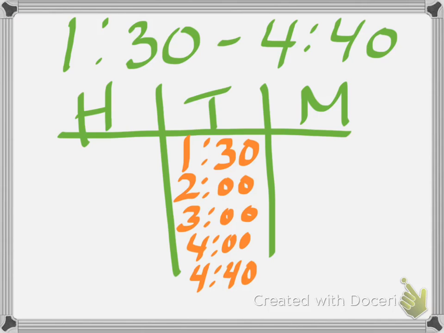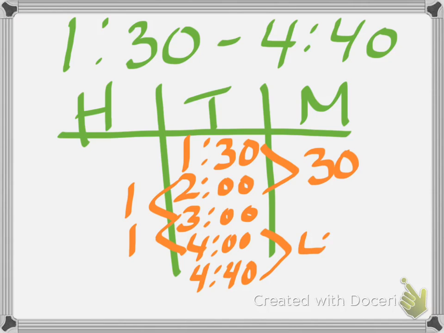Is that a whole hour? Nope, that's minutes. How many minutes is that? If you are not sure, you should be drawing a clock. So from 1:30 to 2 o'clock, that is 30 minutes. From 2 o'clock to 3 o'clock is 1 hour. From 3 o'clock to 4 o'clock, that's another hour. But from 4 o'clock to 4:40, that is 40 minutes. Now we're going to go ahead and add them up.